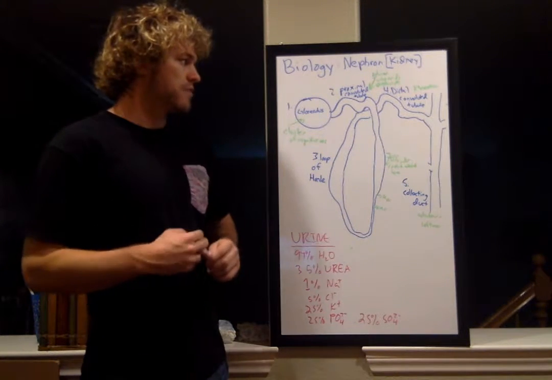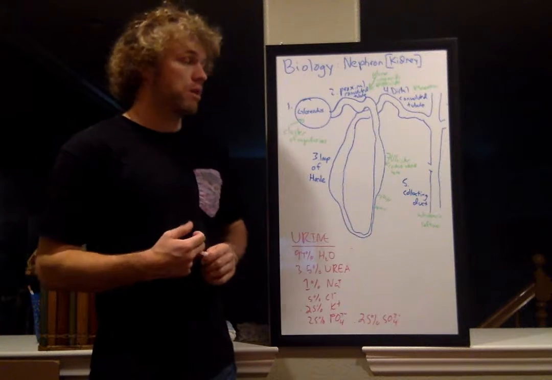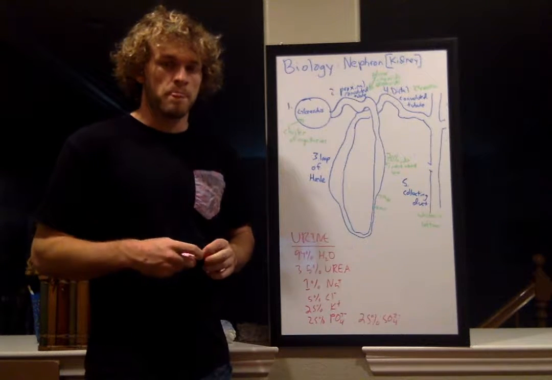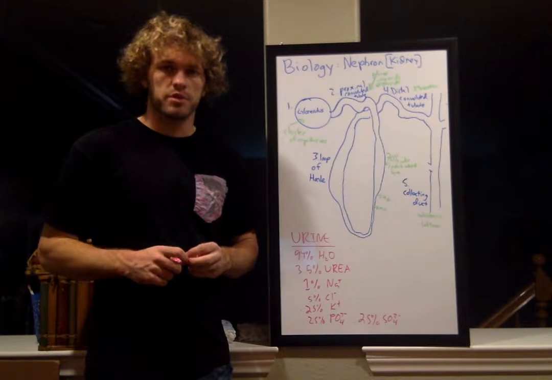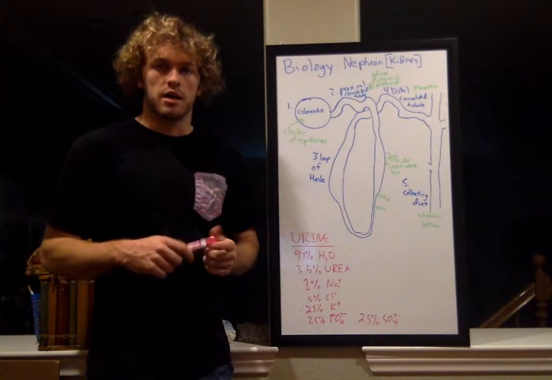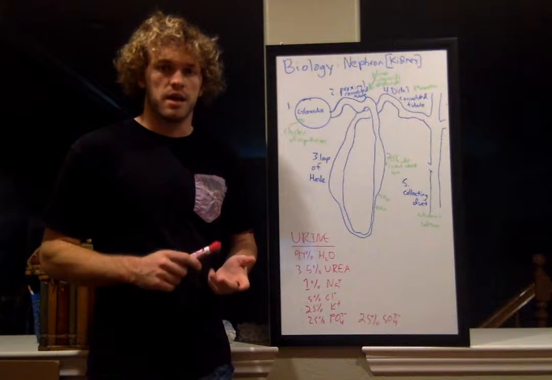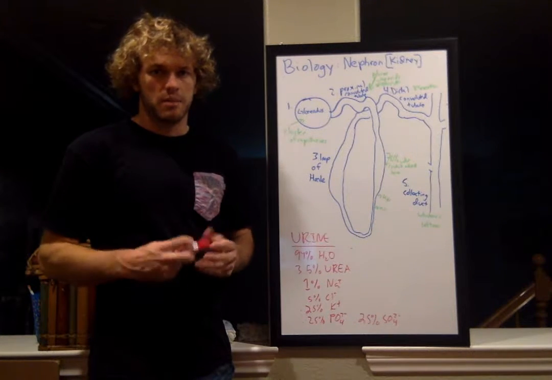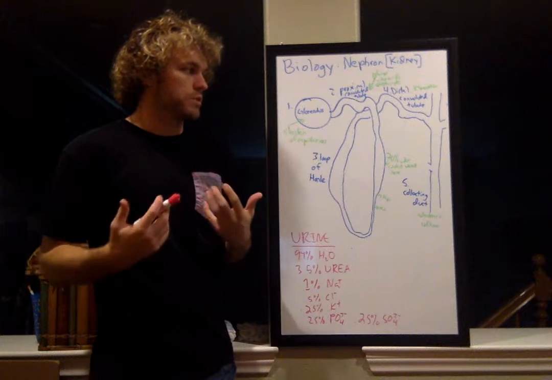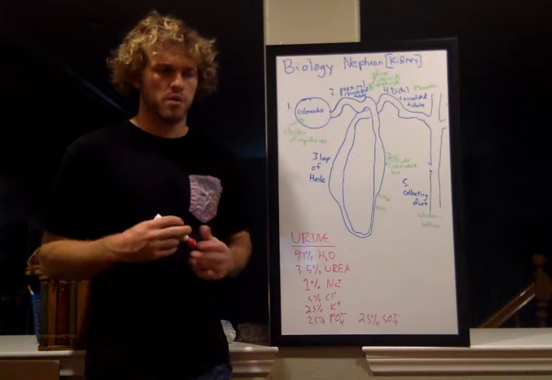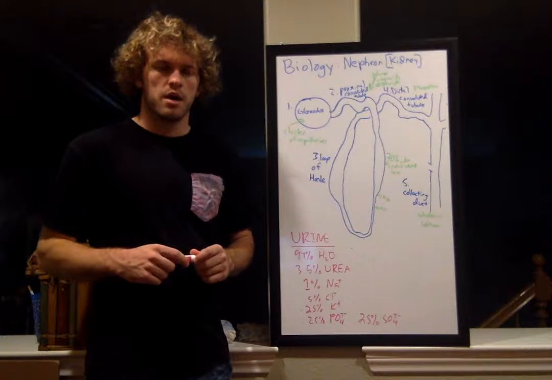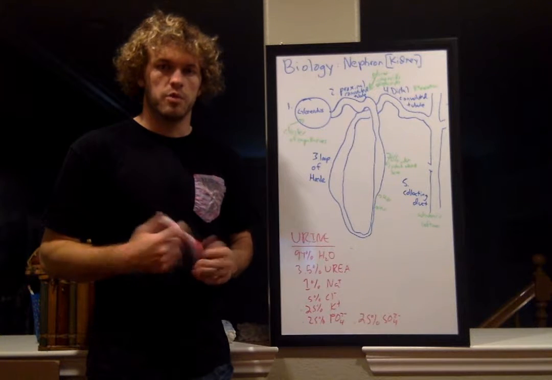Okay. After the glomerulus, we have the proximal convoluted tubule. And so the proximal convoluted tubule is very important for reabsorption of glucose, amino acids, and other metabolites. This is the big one. A lot of reabsorption takes place here. Now after this, our proximal convoluted tubule goes on to the loop of Henle.